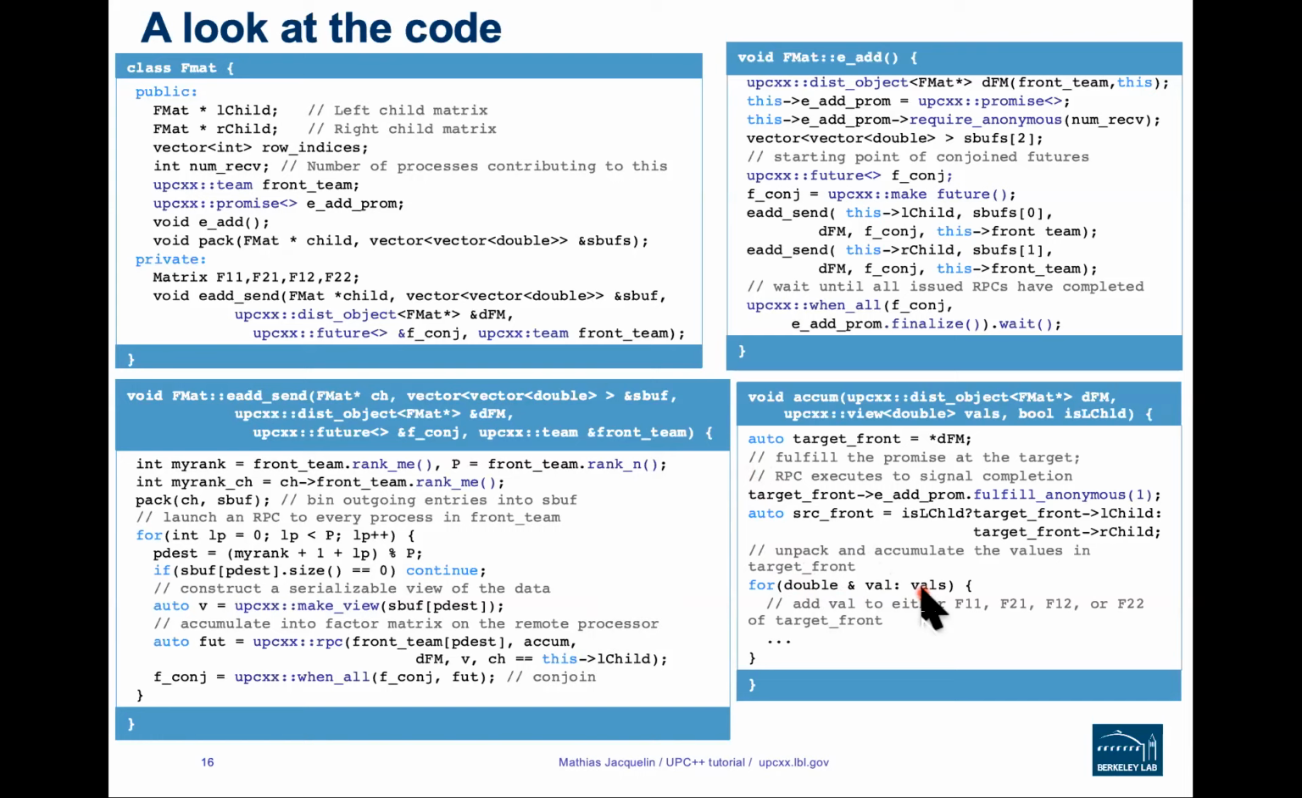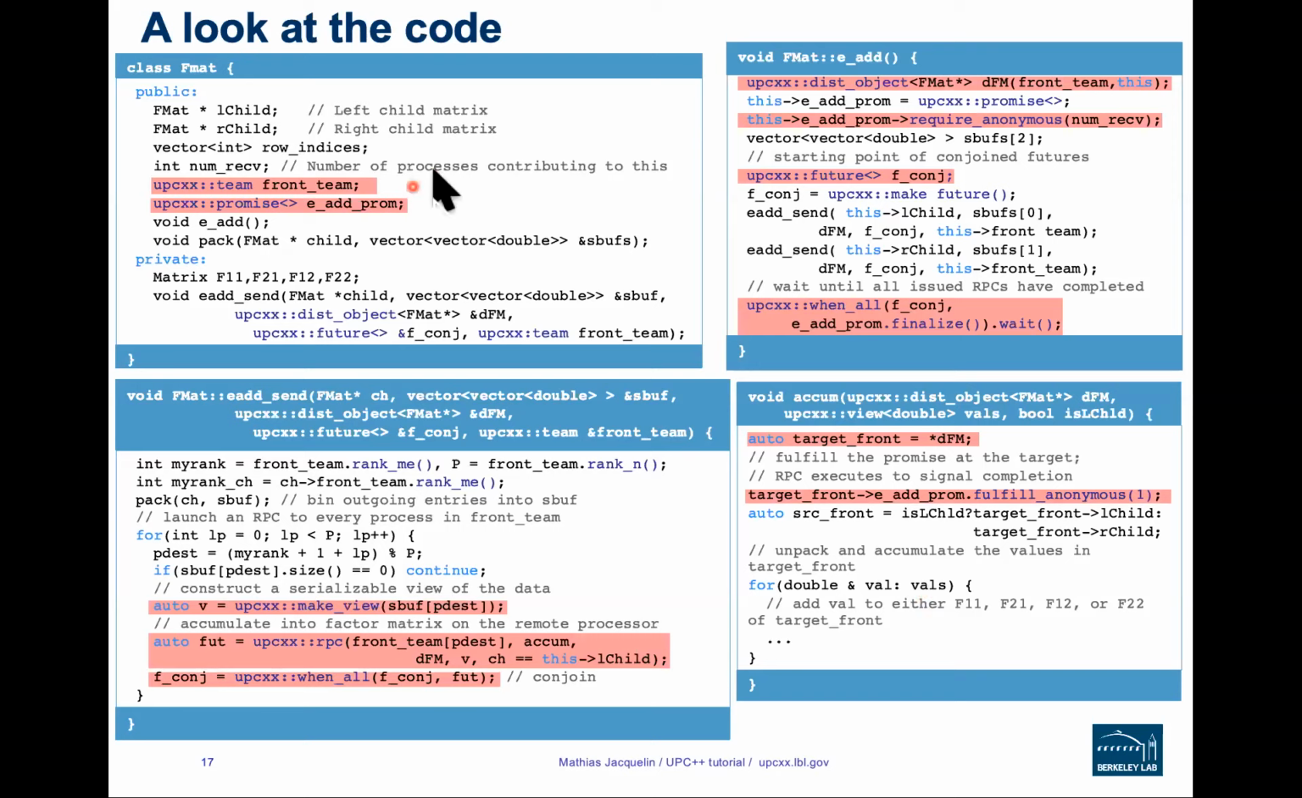So this is basically how the code works, and it involves several UPC++ constructs. We are using UPCXX teams because each of the frontal matrices involves a subset of the processes. We are also using promises, distributed objects, and futures. So many UPC++ constructs. And what I want to stress is that this will not hinder performance in the end. And we're going to show some performance data now.